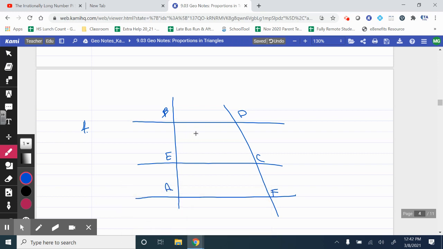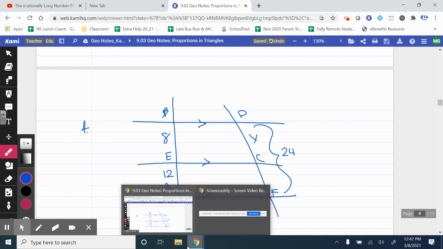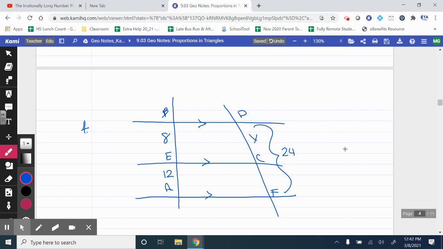So if I know that these 3 lines are parallel to each other, I know that I can say that it divides them proportionally. So let's say BE is 8, EA is 12, DF, so from here to here, is 24, and DC is X. How could I find X? So in this case, same thing as if you were to extend them and make them into a triangle, we know we have proportional pieces. So I know that 8 over 12 will equal X over this piece.